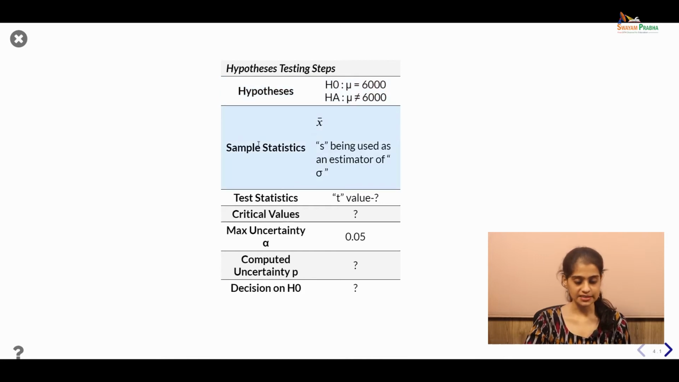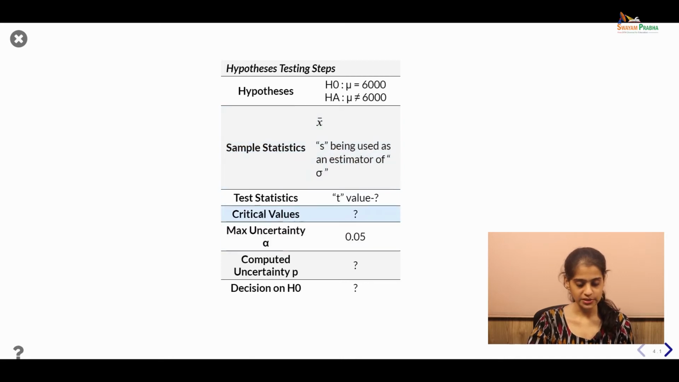So your sample statistics are basically x bar and s. X bar is the sample mean and s is the sample standard deviation. Because we are given only a sample here, we cannot comment on the standard deviation of the population, and hence to compute the test statistic t, we are going to be using the sample mean and the sample standard deviation.